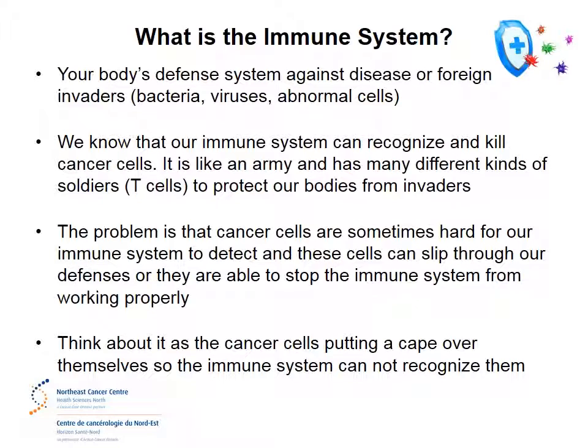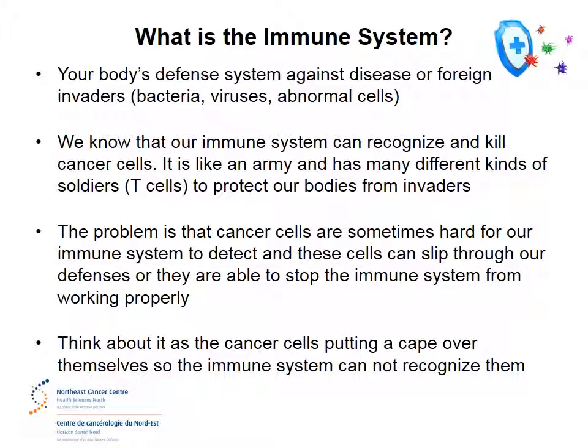Now we will discuss the immune system and its role in our bodies. The immune system is our body's defense system against disease or foreign invaders, such as bacteria, viruses, and abnormal cells. The immune system is like an army which has many different kinds of soldiers that protect our body from invaders. T cells are one kind of soldier that work to protect our body from invaders. It is known that the immune system can recognize and kill cancer cells.